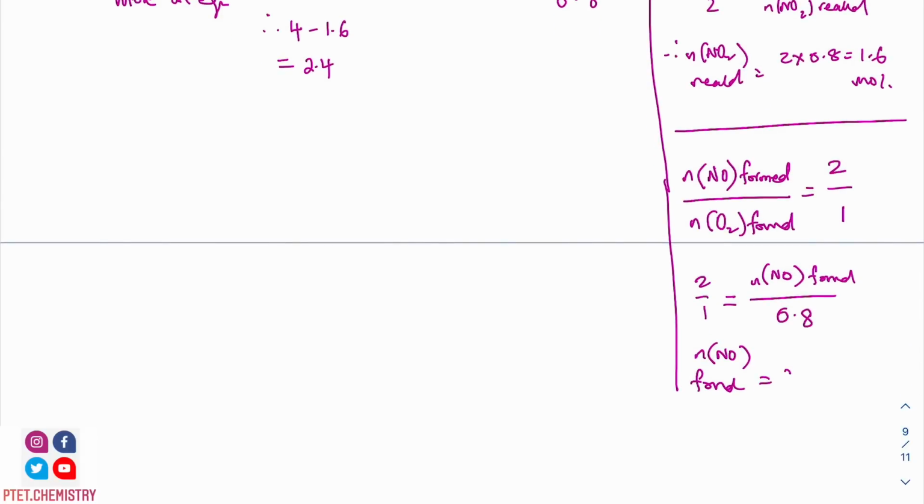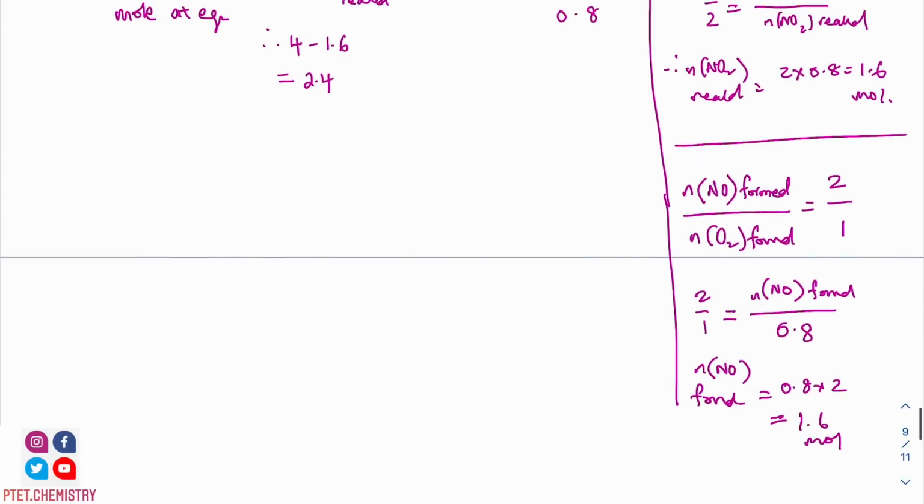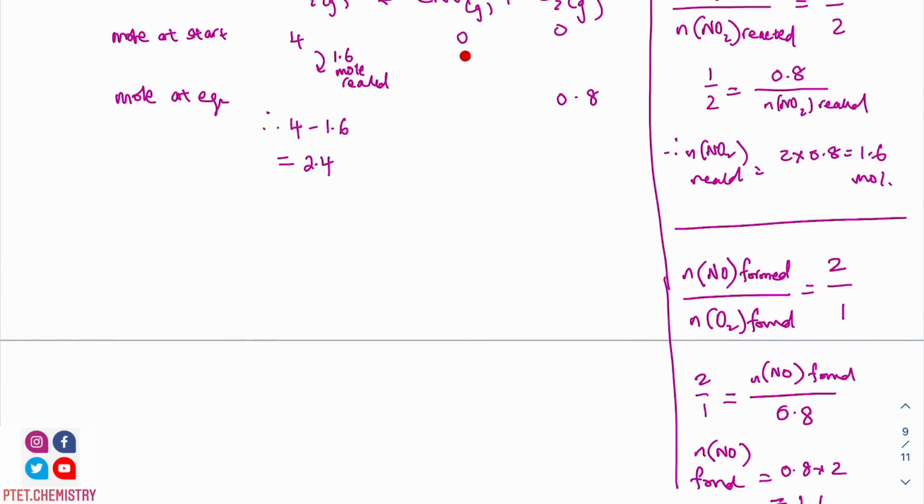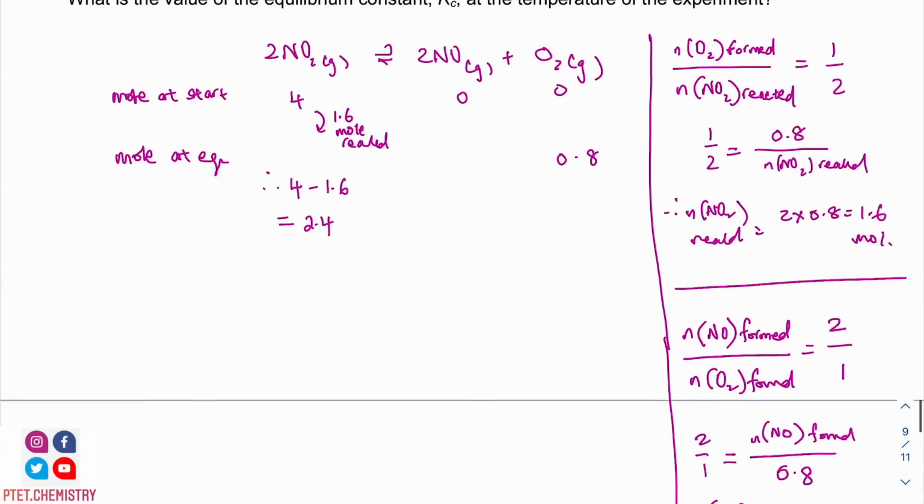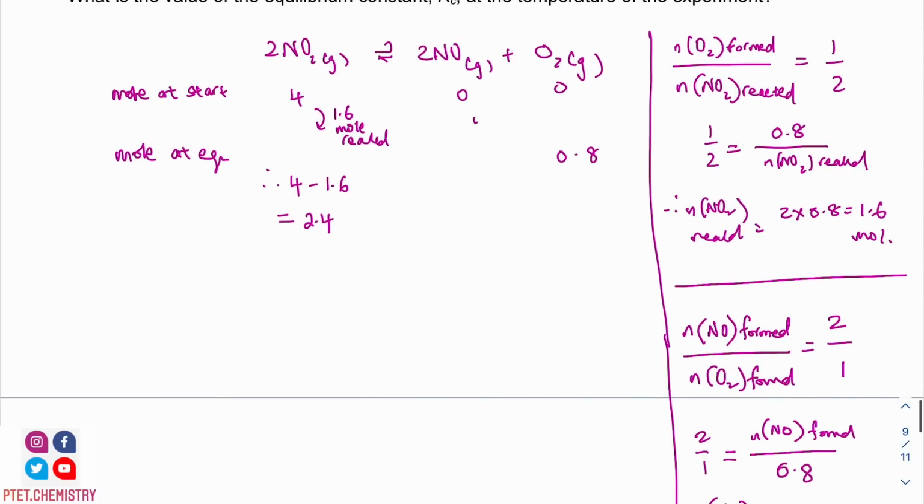Yeah, so that is going to be 0.8 times 2, so it's 1.6 mole. You started from 0 mole of NO. Now you have formed 1.6 mole of NO. Started from nothing, now you form 1.6 mole. You have 1.6 mole now. So that's the difference between what has reacted and what has formed.